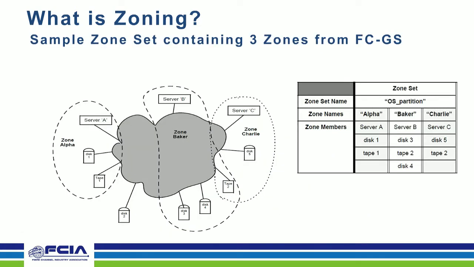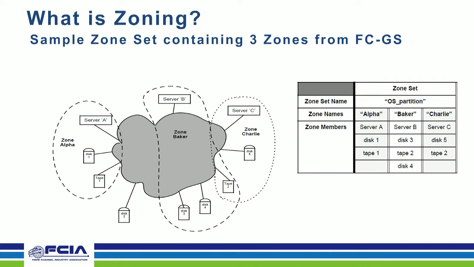Okay, this is a graphic that I pretty much stole right out of FC-GS, and it shows a graphical view of a zone set, and it has three zones in it: Alpha, Baker, and Charlie. In Alpha, there's server A, a disk 1, and a tape 1. You can see them on the left. And no one else is really talking to those devices. That's a zone with those devices being unique. The middle one, the Baker zone, has a server B in it, a disk 3, a tape 2, and a disk 4.